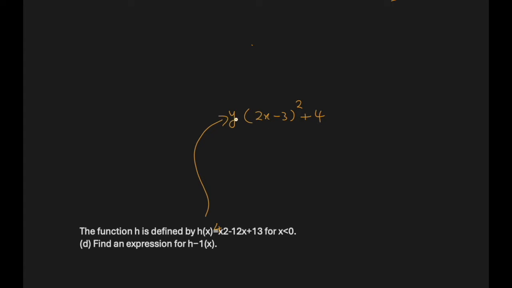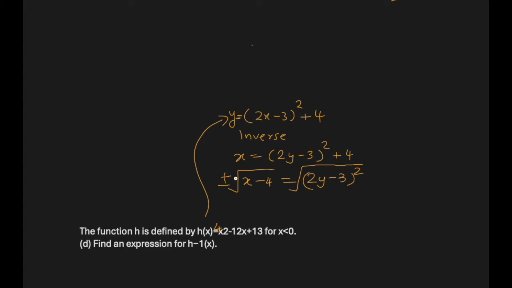So let's say this is equal to y. And this vertex form, or completing the square form, is the best way of finding the inverse. So first thing first, for the inverse we should always switch the x and y. So x equals 2y minus 3 squared plus 4, and I have to isolate this y, which will be the inverse. For that this 4 should go there first. So x minus 4 equals 2y minus 3 squared, and if we square root this side we will get plus and minus here.